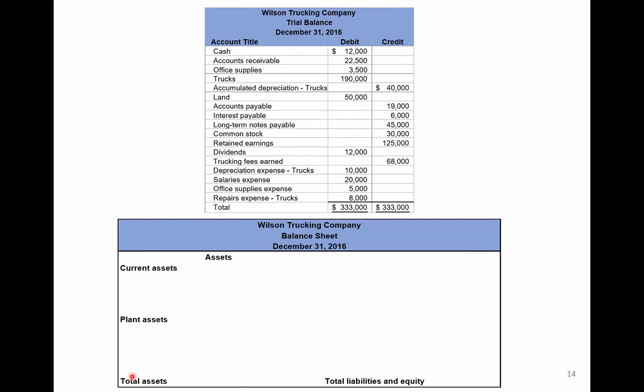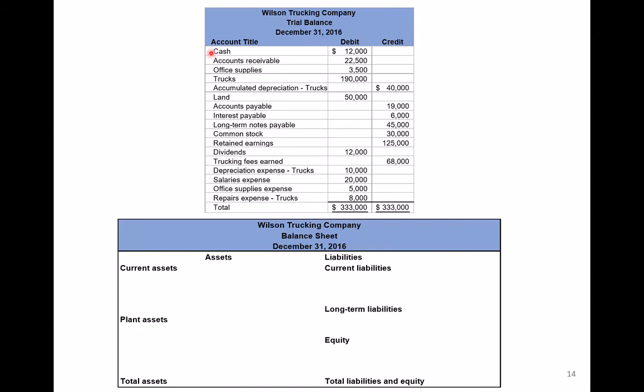On the right hand side, we have liabilities. Two types of liabilities, current liabilities and long-term liabilities. We also have stockholders' equity on the right-hand side as well. So now we're going to go in and just fill in the data for each of these main categories.